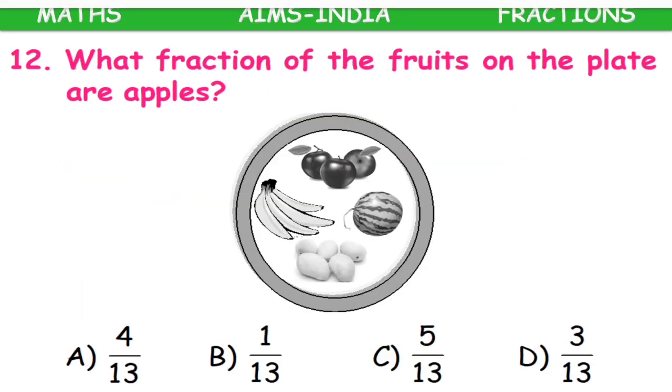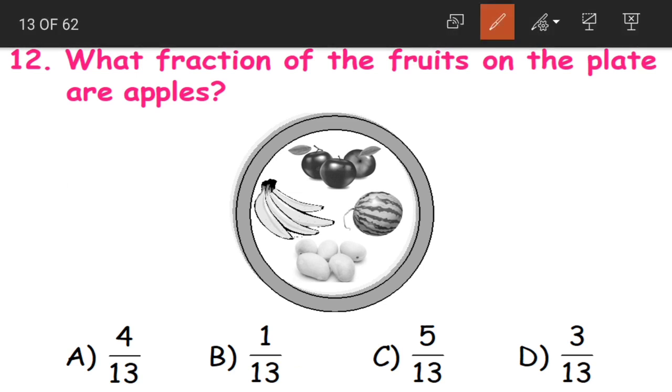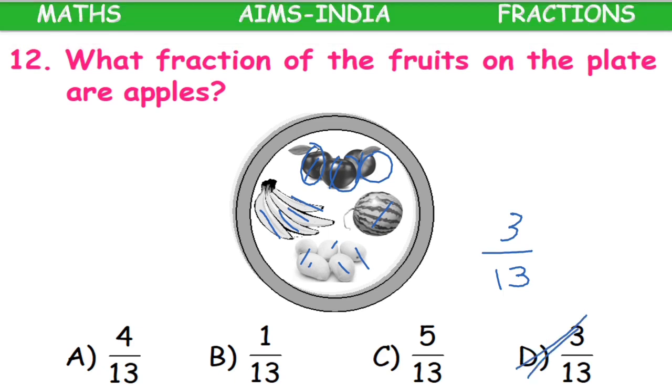Next, what fraction of the fruits on the plates are apples? First, let us count the total number of fruits. 1, 2, 3, 4, 5, 6, 7, 8, 9, 10, 11, 12, 13. And what are the number of apples we have? 1, 2, 3. So, 3 by 13 becomes our correct answer.